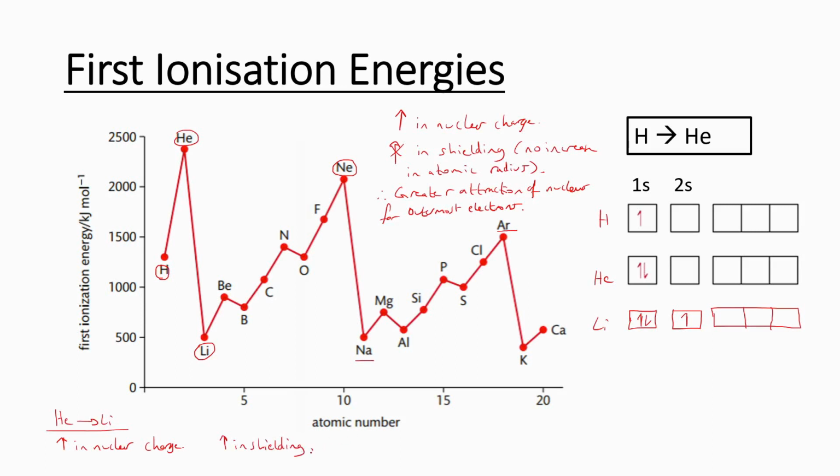Okay, which has a greater effect than increase in nuclear charge. So here, what's going to happen is we're going to have, therefore, a lesser attraction of nucleus for the outermost electrons. So it's going to require less energy to remove them. So it's going to be lower first ionization energy.